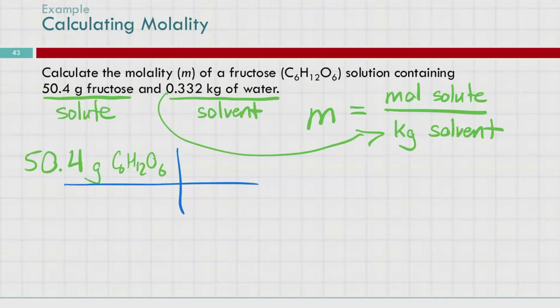So we're going to use our molar mass of fructose. Pull that up real quick. It's 180.156. So divide by that so that grams and moles cancel. And that'll give us our moles of sugar, fructose.